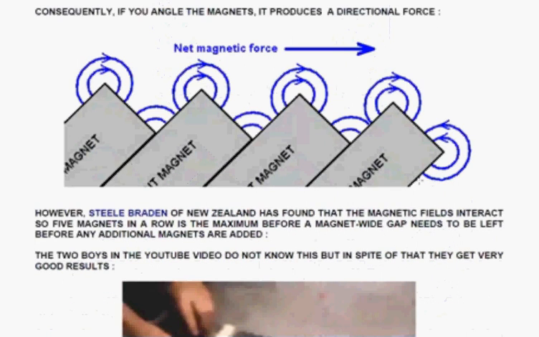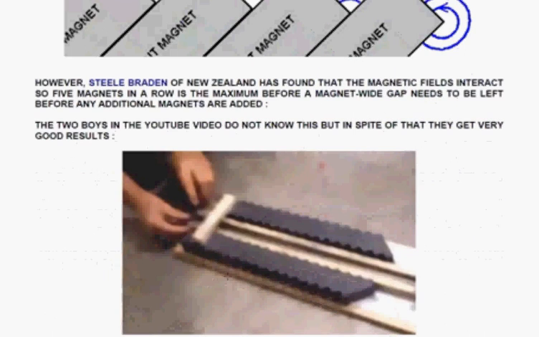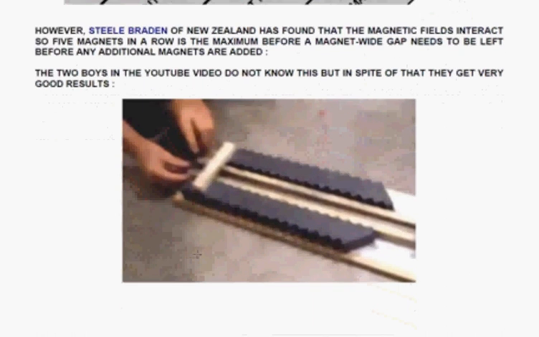Now, Steve Braden of New Zealand has found that the magnetic fields interact eventually if you keep doing that. And he's found that 5 magnets in a row is the maximum before you need to leave a gap before any other magnets are added. There are 2 boys on a YouTube video on the web. They didn't know this, but in spite of that, they got very good results with a row of magnets angled at 45 degrees.